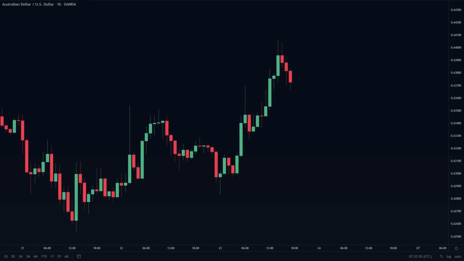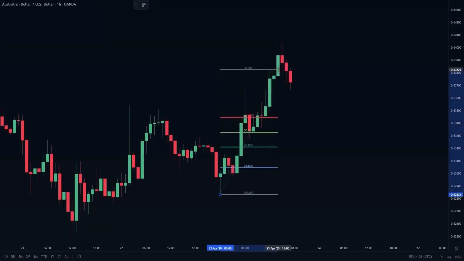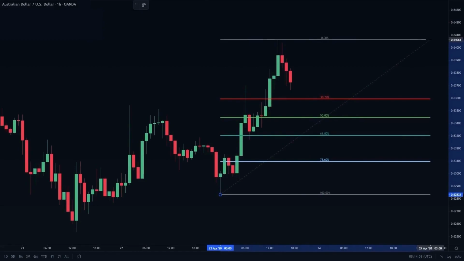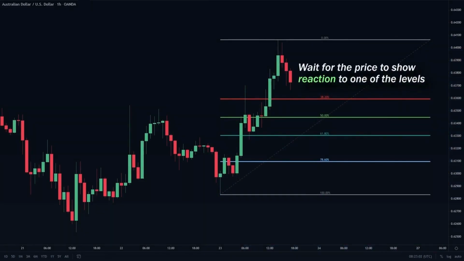You can also combine existing support and resistance levels with Fibonacci levels to create an area of confluence like in this example. So here we can see that the price went up and made a slight pullback, and so you can apply the Fibonacci tool to predict the end of this pullback, and again, you connect the swing low to the swing high and drag it to the right to extend the levels.